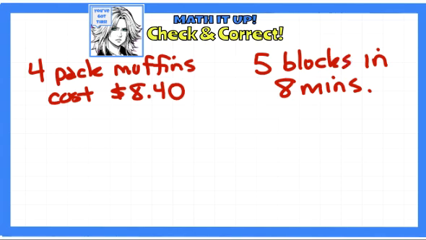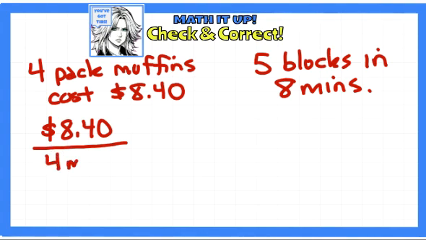Welcome back, mathletes. Let's take a look at these problems. So we have, in the first problem, a cost of $8.40. We want to know what each muffin costs. That was the question. And there are 4 of them. So I'm going to set this up as $8.40 as my numerator, and then I've got to divide that by the 4 muffins. So again, it's a rate because we have dollars and muffins, 2 different units.